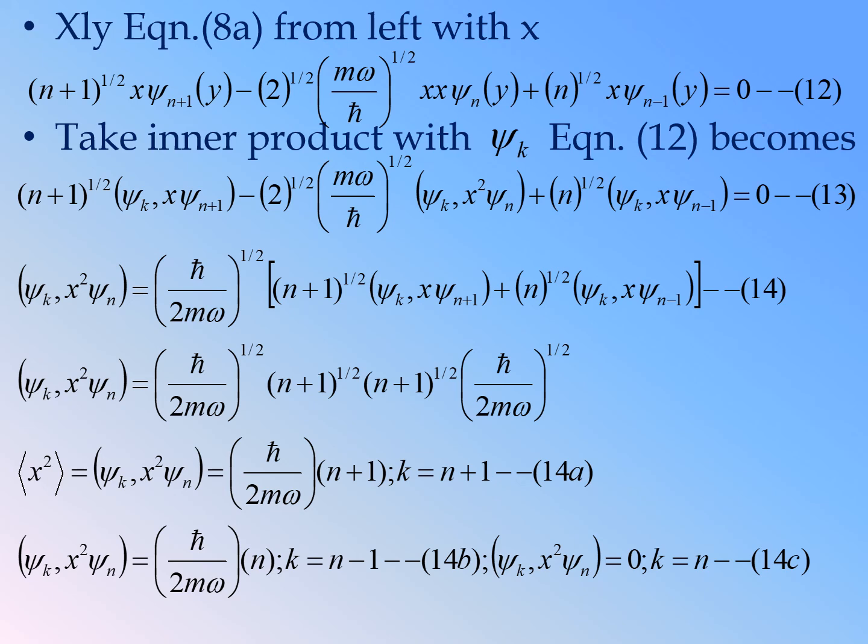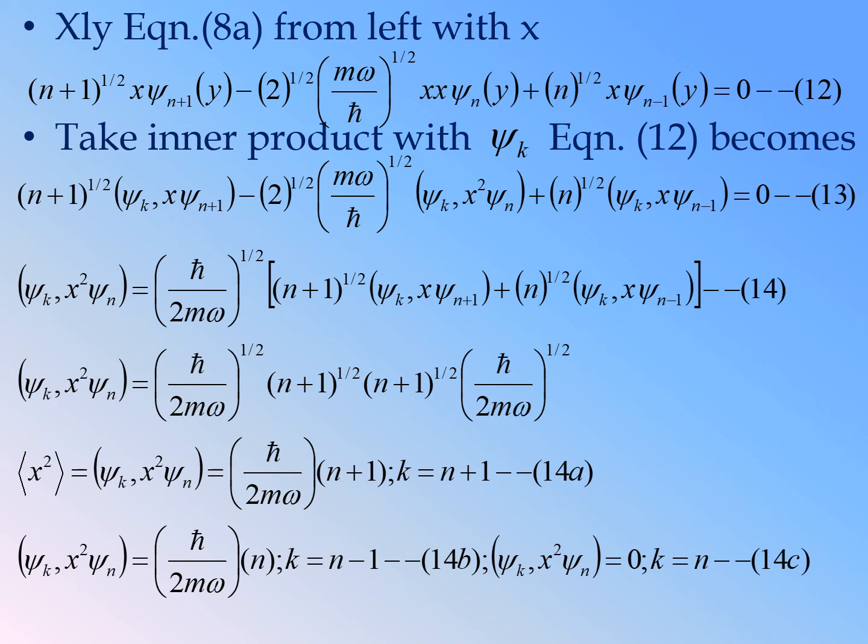Now you need the expectation value of x squared, so you are keeping that x squared term here and the other terms on the right hand side. So the inner product of psi k comma x squared psi n is equal to (h cross divided by 2m omega) whole power half into (n plus 1) whole power half inner product of psi k comma x psi n plus 1 plus square root of n inner product of psi k comma x psi n minus 1.